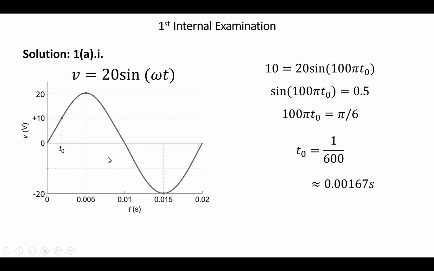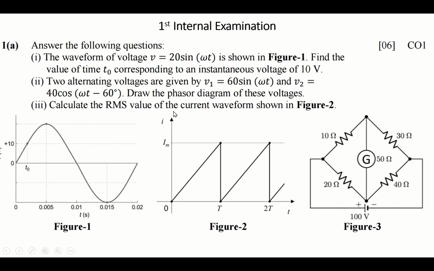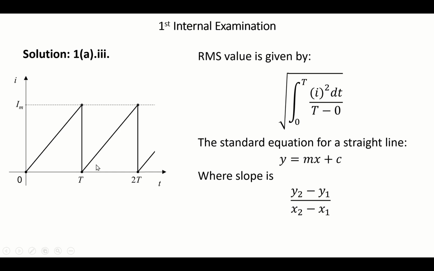And again, the third question was about calculating the RMS value of the current waveform as shown in figure 2 here. So we see this in figure 2. We have a sort of sawtooth wave, and as I told you, in order to find the RMS value, you first have to identify the cycle. So the cycle for this particular waveform is from 0 to capital T, as it starts repeating itself from T onwards.